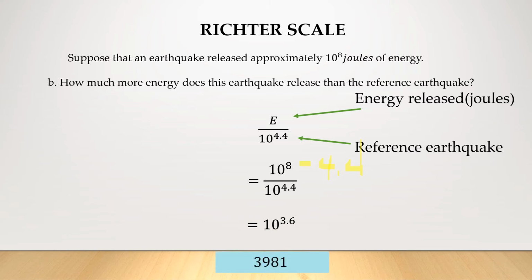Therefore, we have 3,981 more energy na na-release than the reference earthquake.